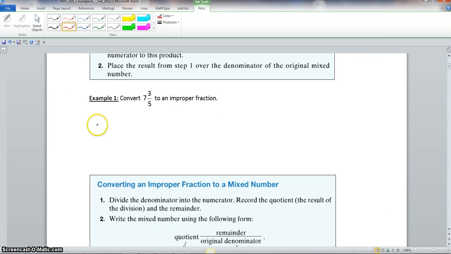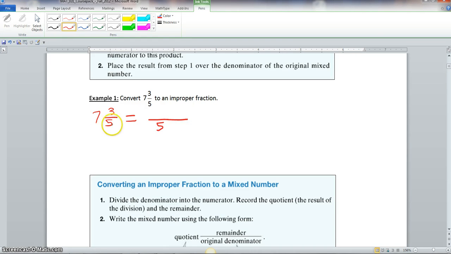The first thing you should always know whenever you're converting a mixed number to an improper fraction is that your denominator stays the same. So your denominator would stay 5. Now we need to find the numerator. This is how we would go about finding the numerator. We would take this natural number here multiplied by our denominator. So that would be 7 times 5. And we would add the numerator.